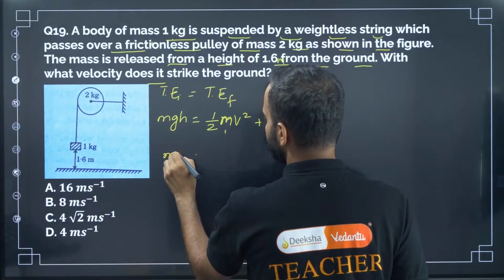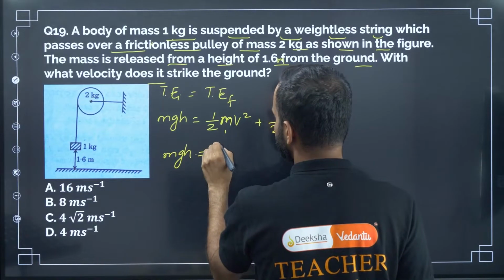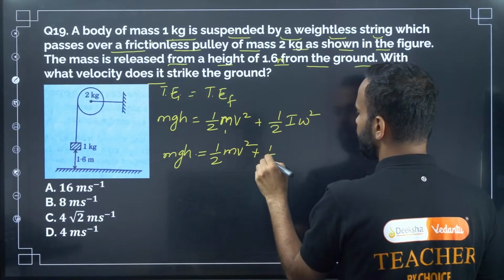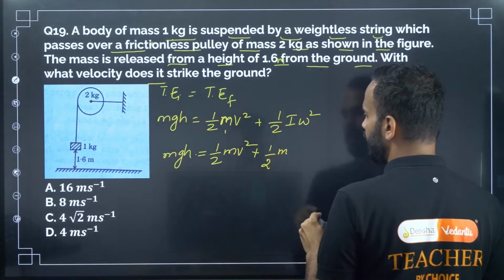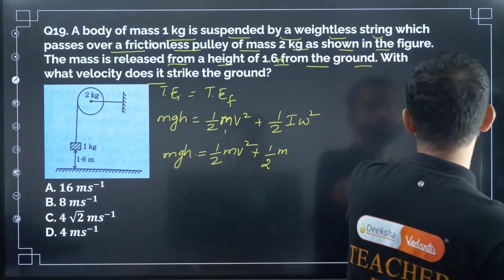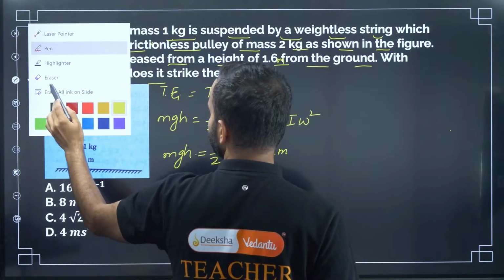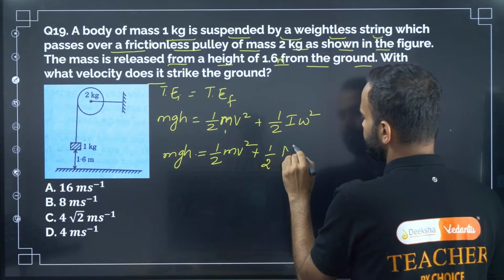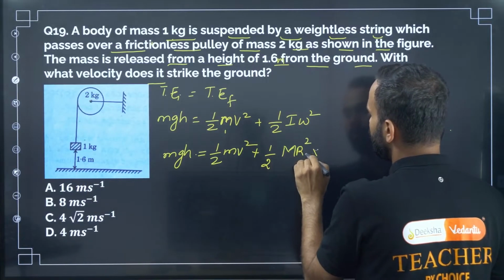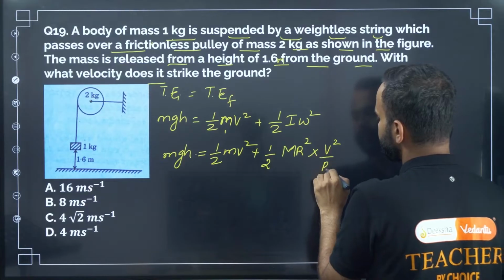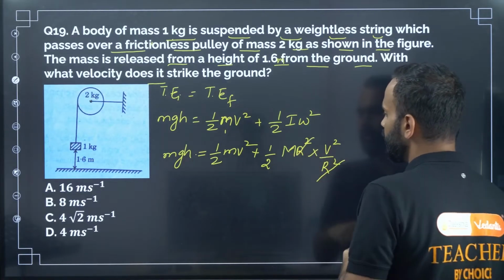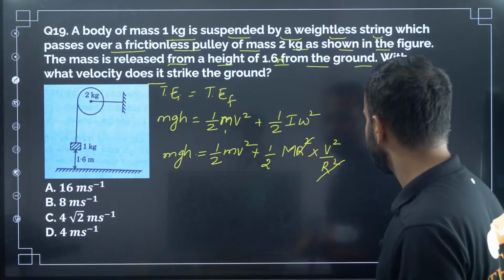So now mgh is equal to half m v square plus half capital M r square into omega square. Omega is v by r, so omega square is v square by r square. So r will get cancelled.